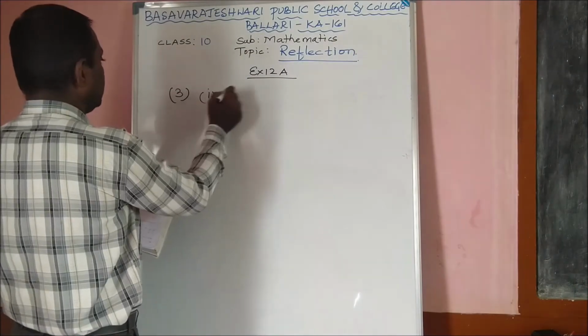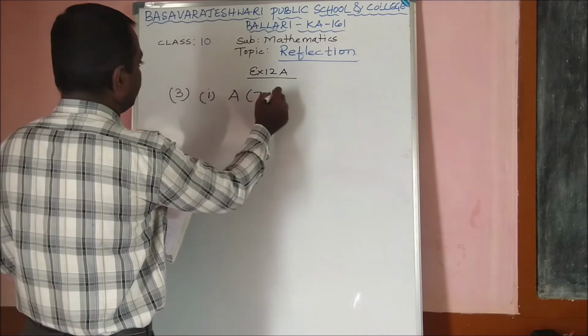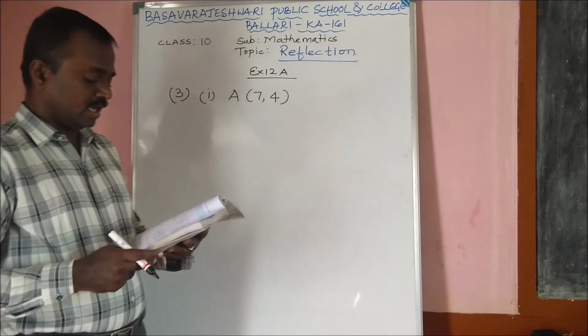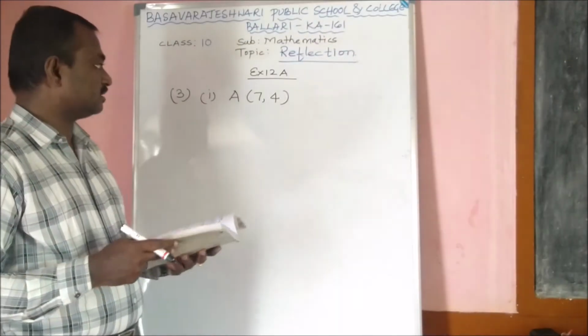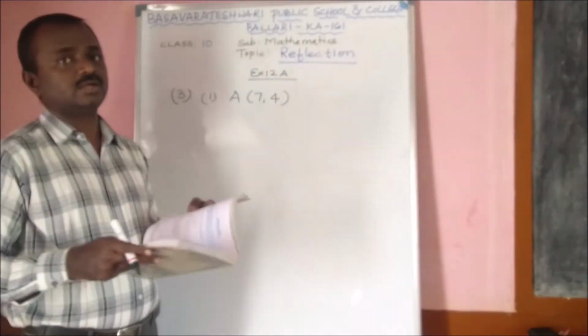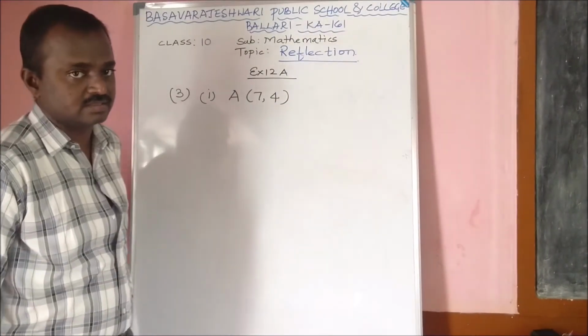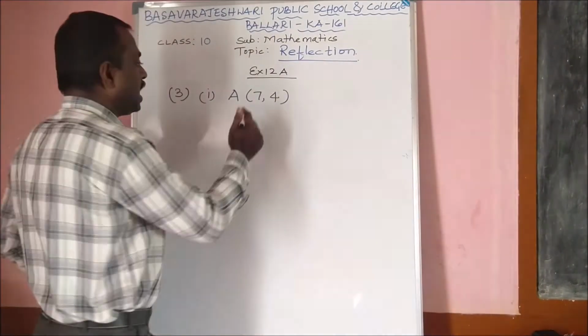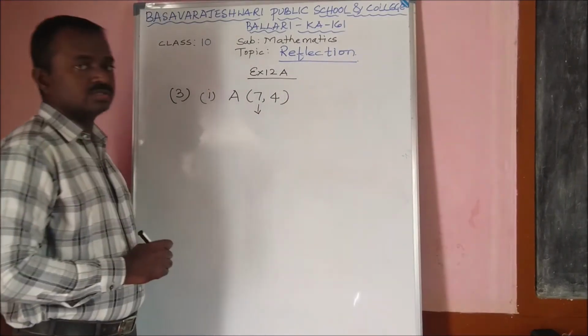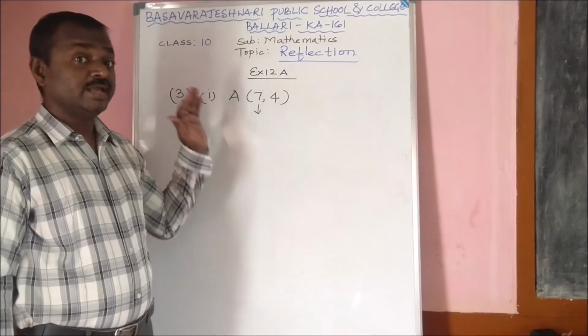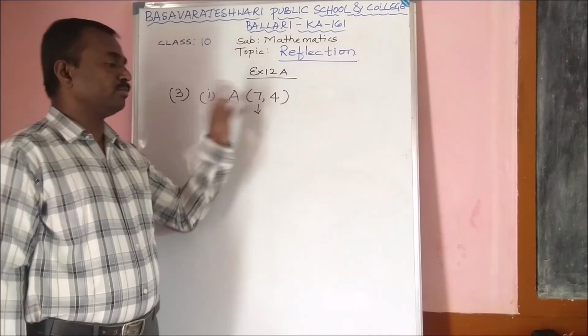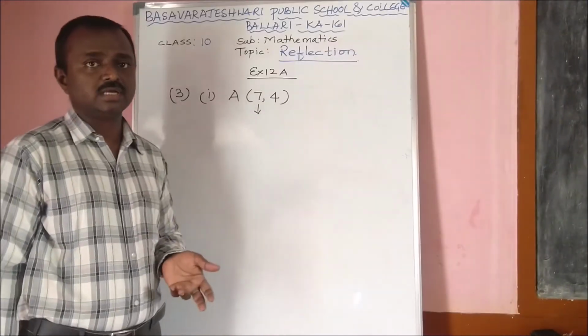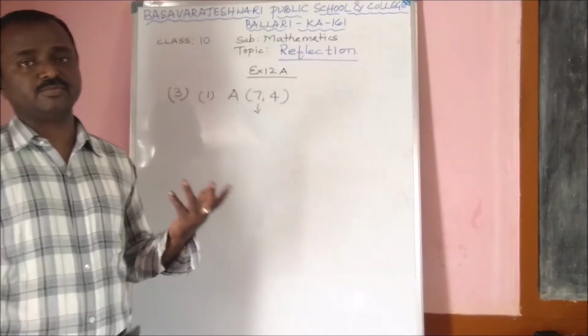First question, A (7, 4). You have to say what is the distance of the point from the x-axis and the y-axis. I already told you, the first coordinate shows the distance of a point from the y-axis. Correct? 4 means it is the distance of a point from the x-axis.